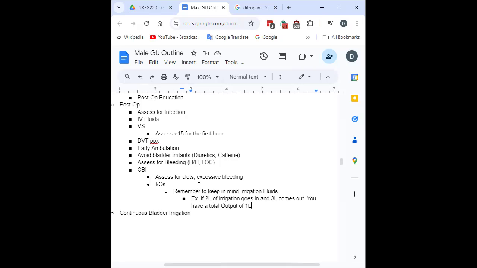So you take both the irrigation going in and document it as 2 liters irrigation went in, because you're trying to document your true I's and O's. In theory you could be like, irrigation this, true I's and O's this. You could do it either way, as long as you understand that your true output is only going to be the 1 liter, because you don't want to count the irrigation.